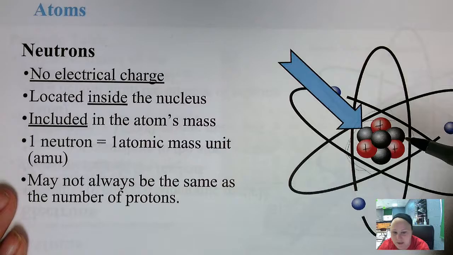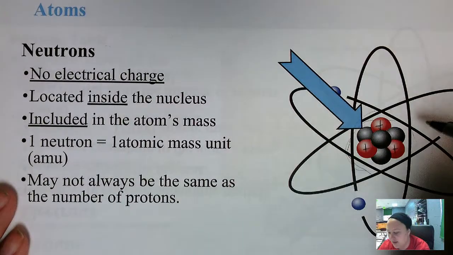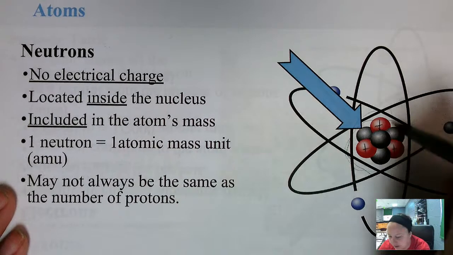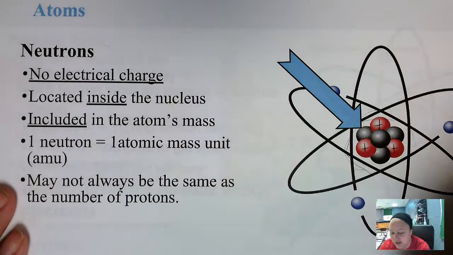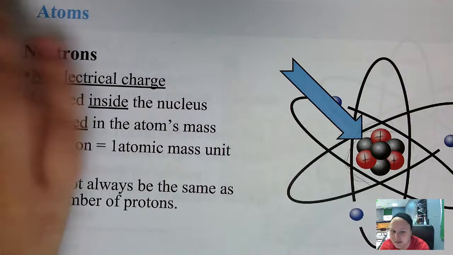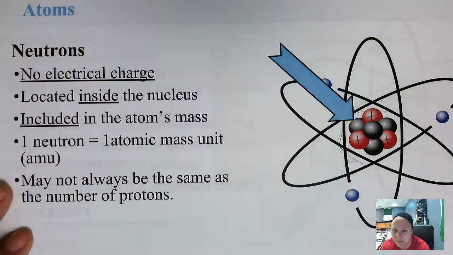They may not always be the same as the number of protons. Sometimes you can have more neutrons. That changes the isotope, which we won't get into, of an atom. But you don't have to have the same number of neutrons and protons. So sometimes when we look at how to figure out how many neutrons are in an atom, sometimes it'll be the same, sometimes it won't. But that's okay. Neutrons are neutral, and they will change, and it doesn't change the element like the protons do.